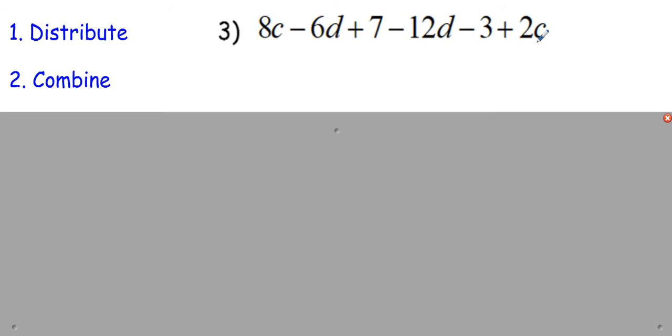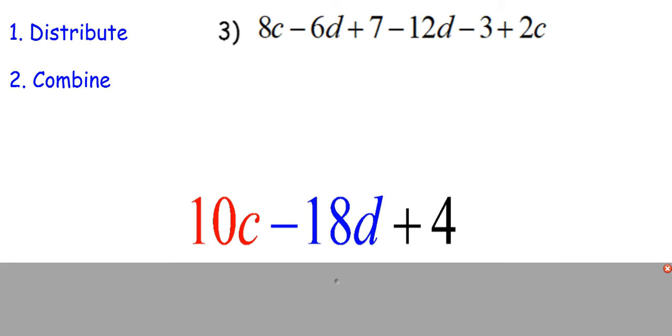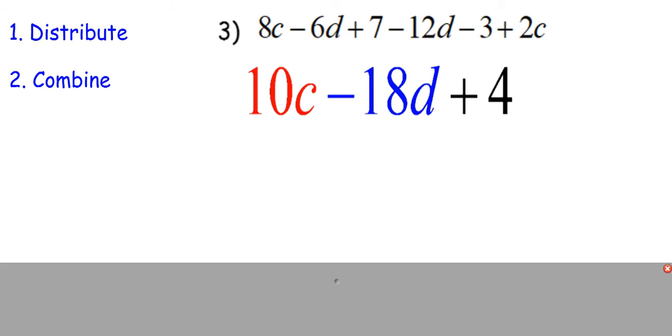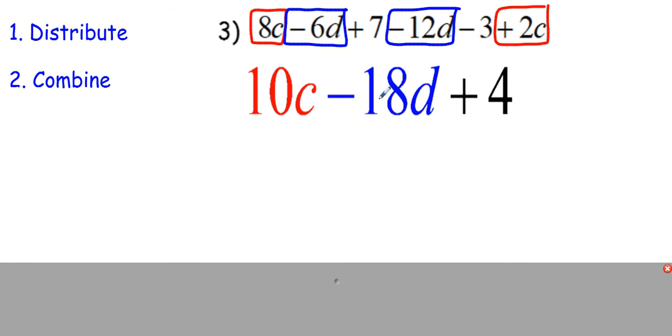Problem 3, can we distribute? No, so let's combine like terms. So let's start with our C's. We have an 8c and a +2c, which combines to 10c. Let's look at our D's. We have a -6d and a -12d, which gives me a -18d. And for our constants, we have a +7 and a -3, which is a +4.